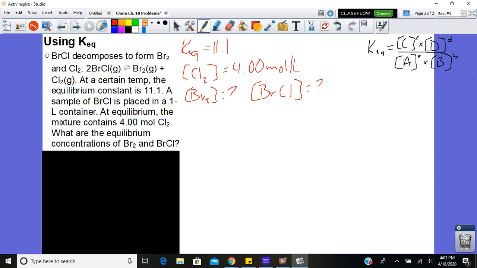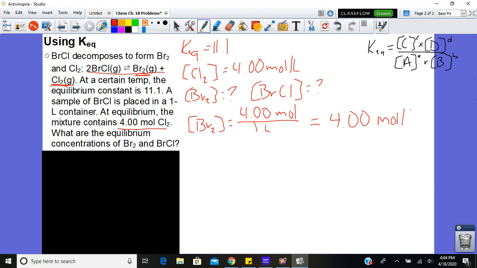So to find the concentration of bromine, it's actually pretty easy. If we go back up here to our balanced equation, when bromine chloride breaks down, we form 1 mole of bromine and 1 mole of chlorine. So they're always going to form in equal amounts. So if I formed 4 moles of chlorine, I had to have also formed 4 moles of bromine, and I'm in a 1 liter container, so my concentration of bromine is going to be the same as chlorine, so it's going to be that 4.00 moles per liter. Okay, so that's our easy part.